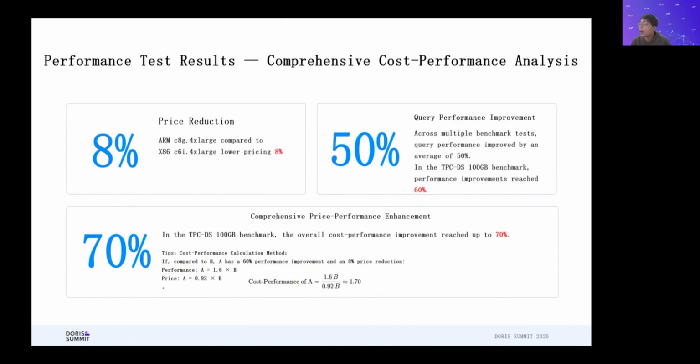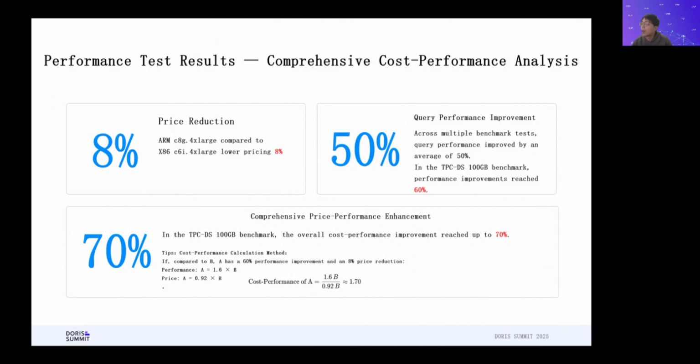First, in terms of price, the ARM c8g.4xlarge is 8% cheaper than the x86 c6i.4xlarge. It means enterprises can save cost right from the start. Secondly, in terms of query performance, across multiple benchmark tests, the ARM system shows an average performance improvement of 50%. And in the TPC-DS benchmark, the performance improvement is even higher, reaching 60%.